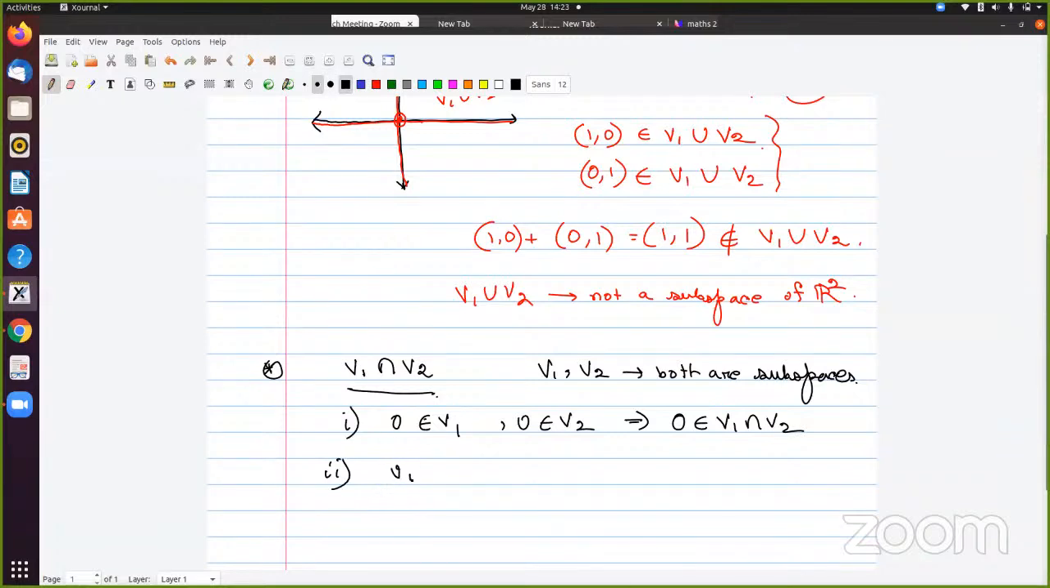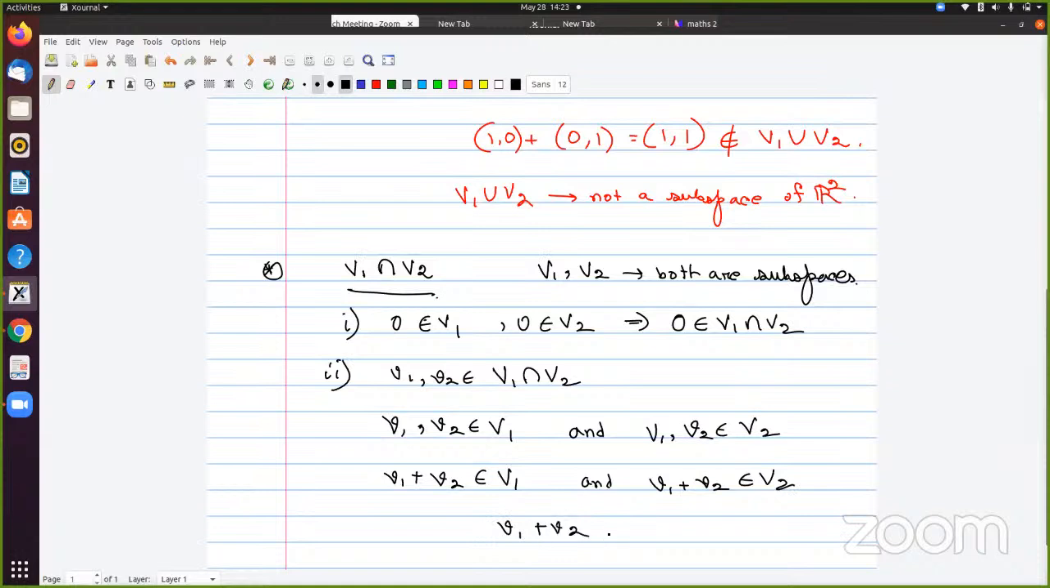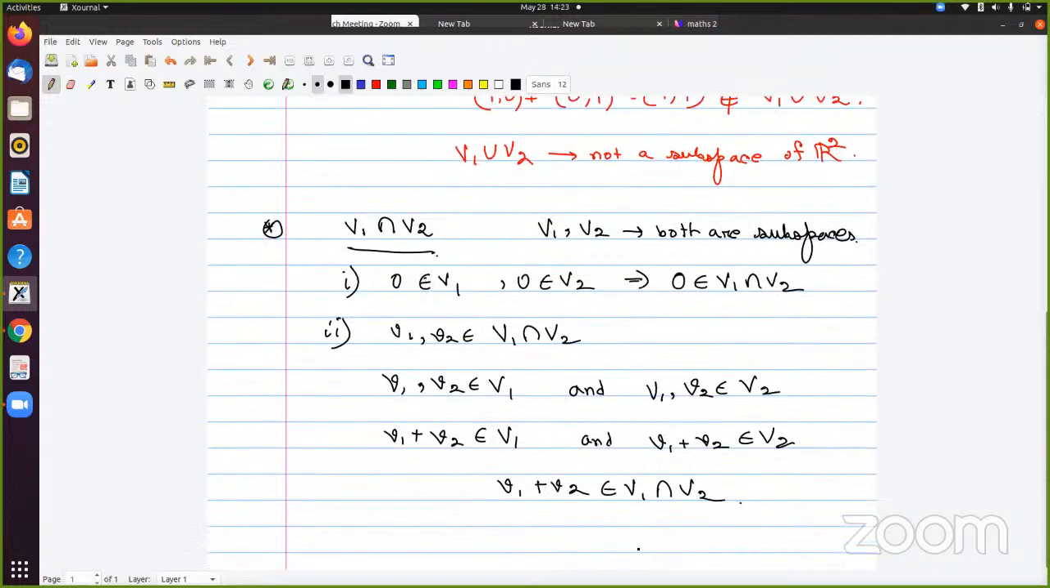For the second case, addition, I am taking two vectors V1, V2 from the intersection, and they will lie on both. So intersection means a common thing, lying in both of the subspaces. Now, what about the addition? The addition will lie in V1 as V1 itself is a subspace, and similarly for V2. So V1 plus V2 lies in both, so the addition lies in the intersection. Any doubt in this proof?